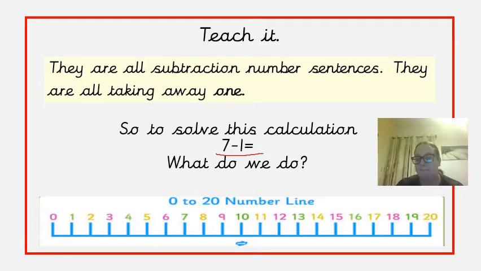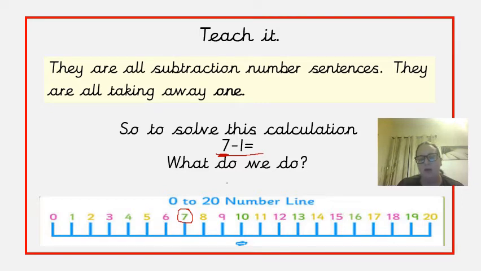What do we do? Pause the video, talk to your grown up. What do you do? Okay. What we do is we first work out what number we're going to start on. The number I'm going to start on is the first number in my number sentence. I'm going to put a little circle around that so I know that's where I'm starting. The next bit of the number sentence now tells us our next step. So it's taking away.